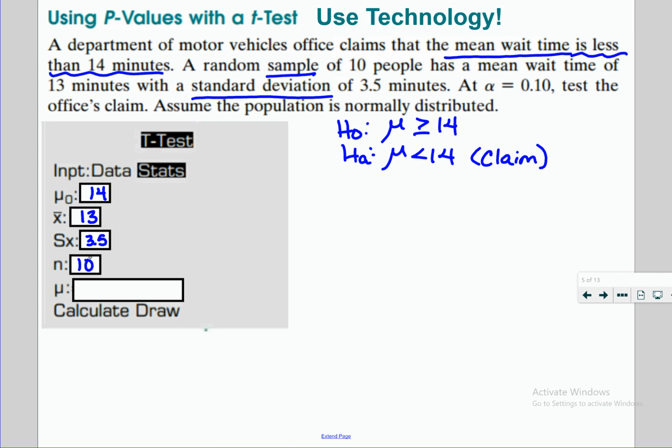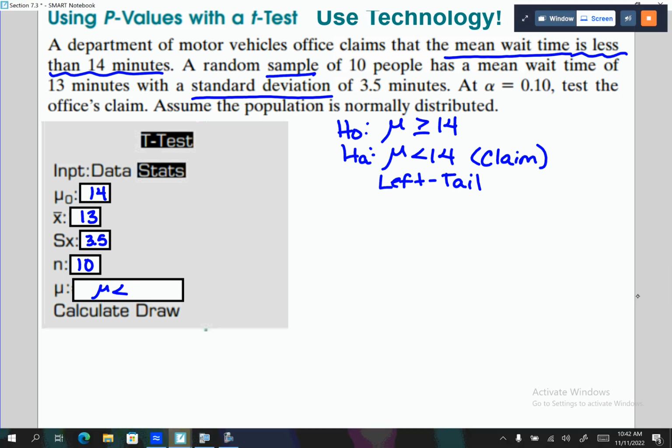And then can you guys tell me, is this a left tail, right tail, or two-tail test? This is a left tail because of that alternative hypothesis. So the option that you're going to choose down here, it's the one that's less than is the one that we're going to pick. Remember, you've got 3 of them that you can highlight.